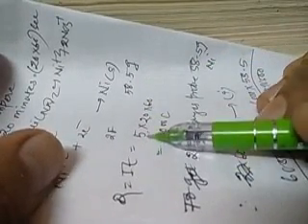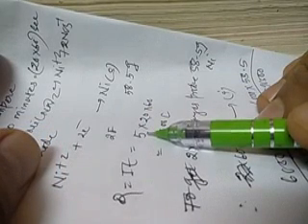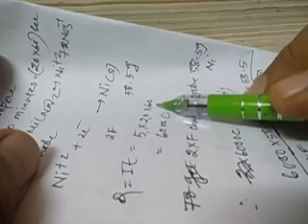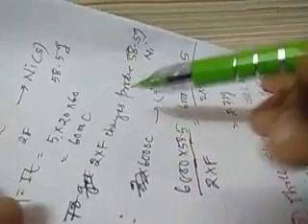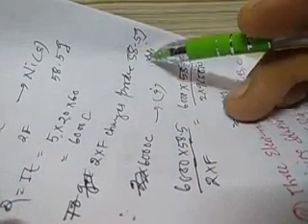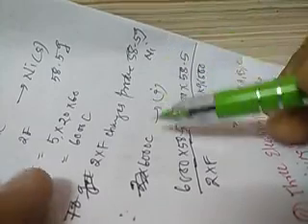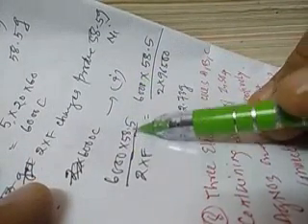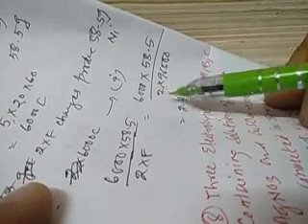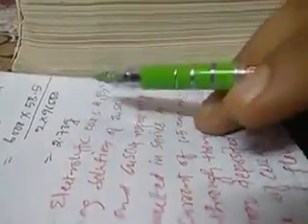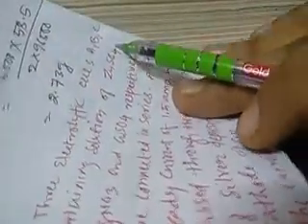The total charge we get is 5 ampere for 20 minutes, that is 20 into 60 seconds, and finally we get 6000 coulomb. So 2 Faraday charges will give us 58.5 gram of nickel. Therefore 6000 coulomb charges will give us 6000 multiplied by 58.5 divided by 2 Faraday, and finally we get 2.73 gram of nickel that will be produced.